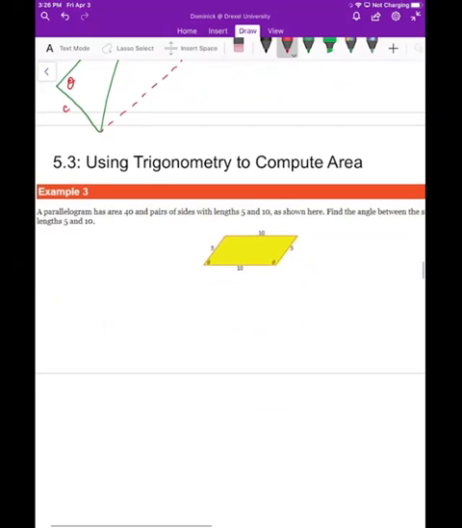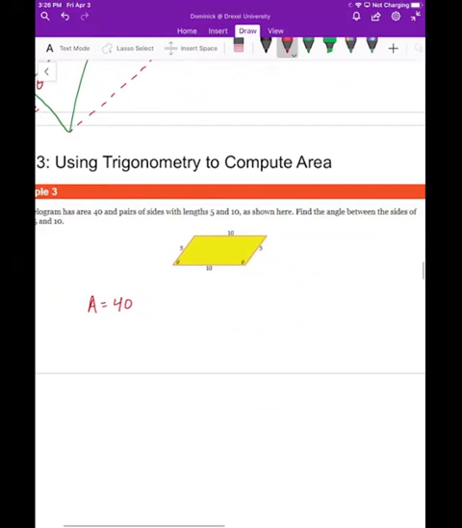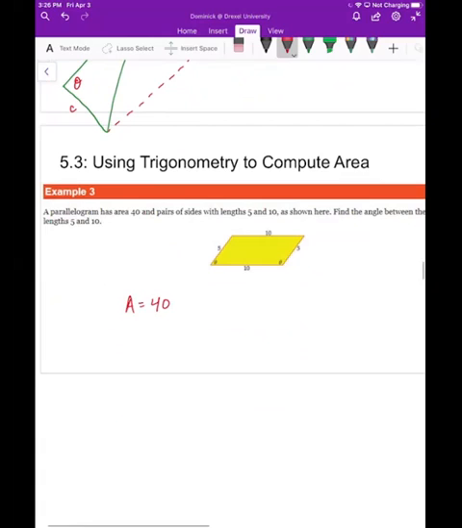Okay, so now we have that the parallelogram here has area 40, and each of these side lengths are 5 and 10, as we have shown, and we want to find the angle between the lengths of 5 and 10. So we want to find this angle and this angle, right? And of course, they're going to be different.